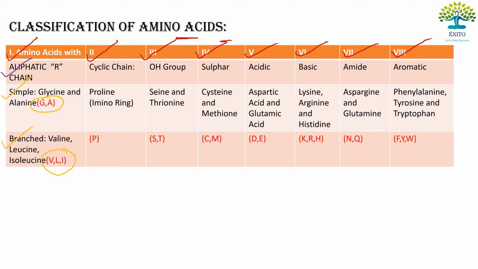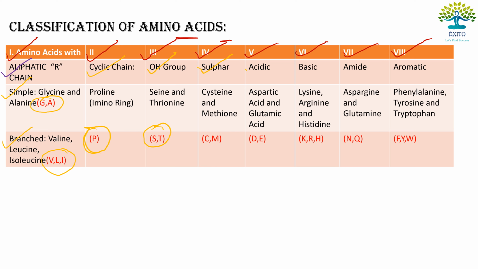Second is the cyclic chain, the amino acid containing a cyclic chain in its structure. There is only one, proline, having an imino ring, a cyclic ring structure. We call that structure an imino ring. The third group is OH group containing amino acids, which are serine and threonine, so only 2 amino acids. In the fourth classification group, the sulfur containing amino acids are cysteine and methionine.